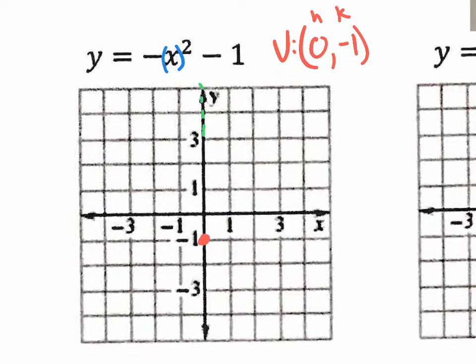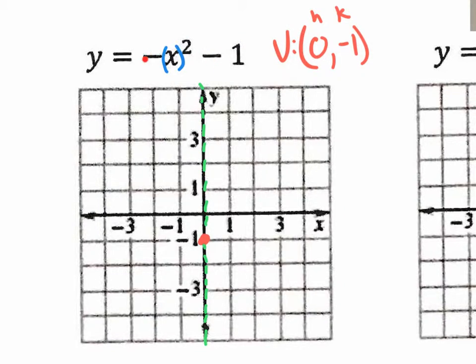Let's draw our axis of symmetry. That axis of symmetry equation is x equals 0, which is actually the y-axis. Let's find some more points. You could use an xy table. You could plug in 1, do the math, subtract 1, get an answer. You could plug in 2, do the math, subtract 1, get an answer.